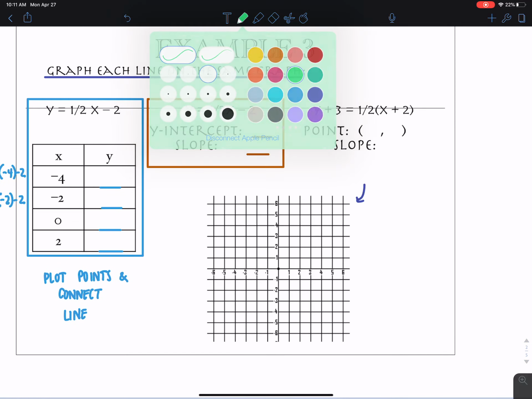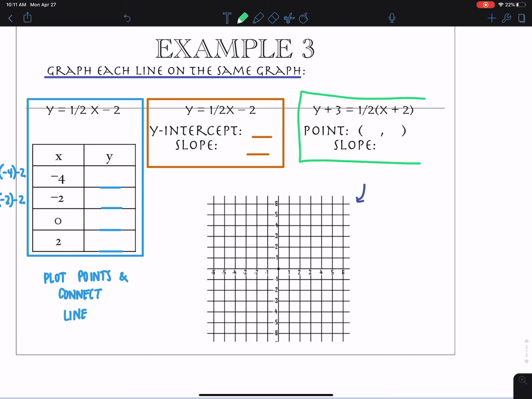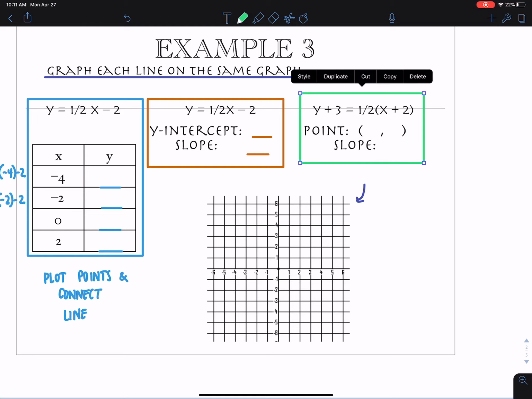And then 3 is what we just did today. So this is in point slope form. Notice the difference between these two equations. This one has y plus, y is not isolated in this case. We have y plus or minus something. So figure out what your point's going to be, and then figure out what the slope is. And again, graph this on the same line. So you should have all 3 of those equations on the same graph, which is right there.